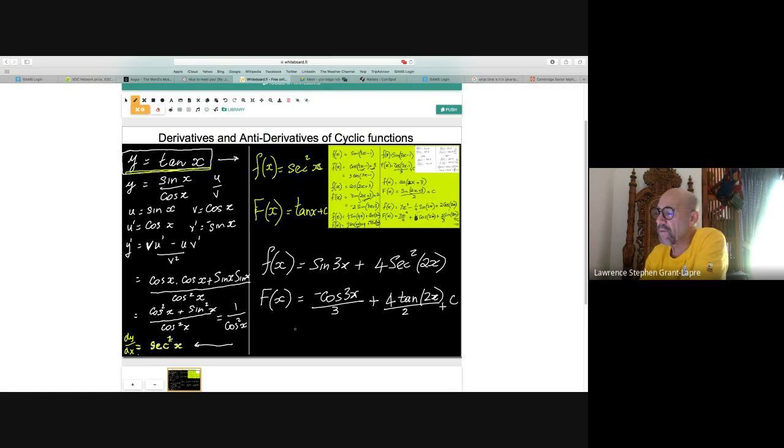And so you end up with negative 1/3 cos 3x plus 2 tan 2x plus c, because 2 cancelled out of the 4. So that's looking at the derivative and antiderivative of tan x and the antiderivative of sec squared x.